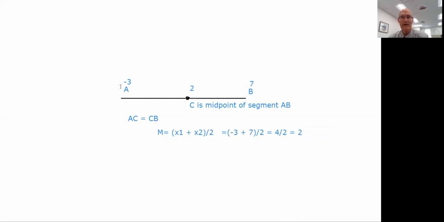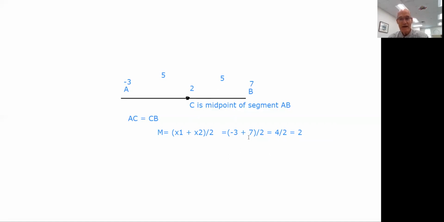And if you look, from -3 to 2 is 5. And from 2 to 7 here is also 5. So we got a point which is 2, and the 5 and the 5 let us know that 2 is a good midpoint for those. When you do midpoints, if you draw pictures, you can tell when you look at your result.